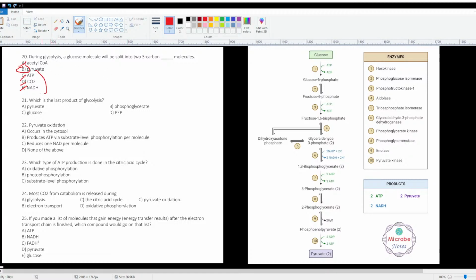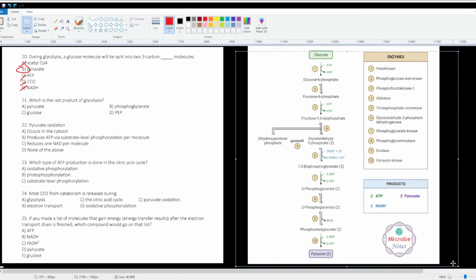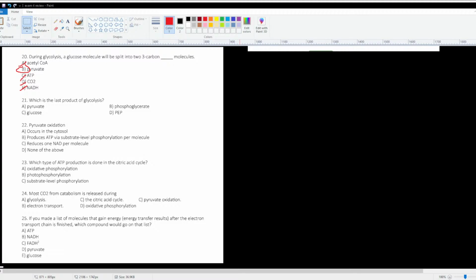Even if you didn't know all of these, with glycolysis, just know the end products, right? Acetyl CoA is not made until pyruvate oxidation. ATP and NADH don't even include carbon. Well, they do, but not the kind that we're looking for. And CO2 is not released in this reaction either. If it were, glycolysis would not be split up into 3-carbon molecules. So just using the question, you can kind of make an inference, a guess as to what's going on.